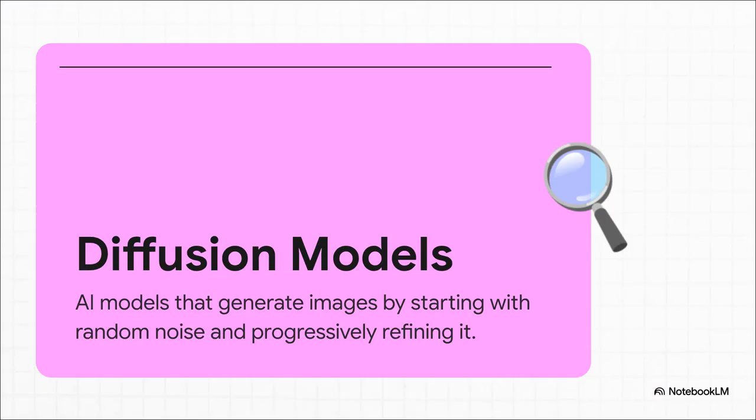When it comes to creating things, we have what are called diffusion models. These are the magic behind those incredible AI-generated images you see everywhere. It's a crazy process. They literally start with a screen full of random noise, like TV static, and then they slowly, step by step, refine it into a beautiful, coherent image. It's like an artist finding a masterpiece inside a chaotic scribble.